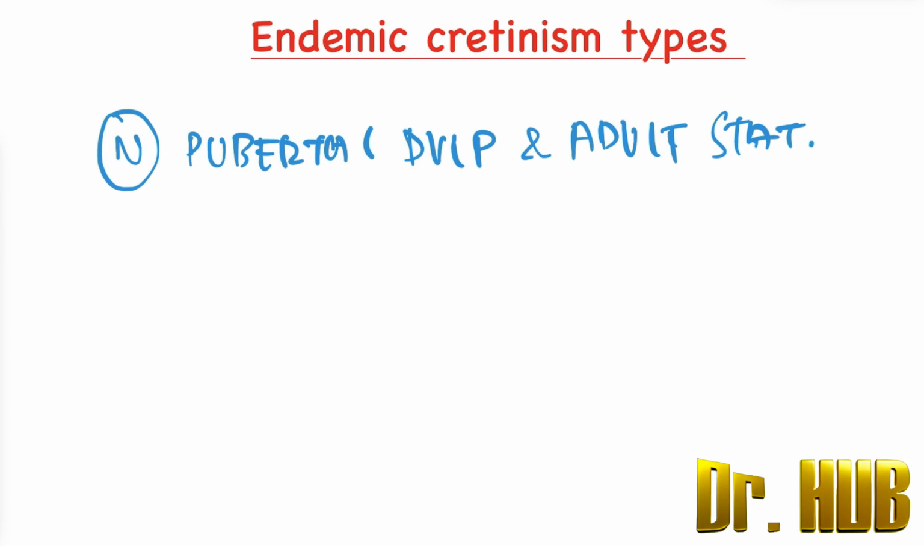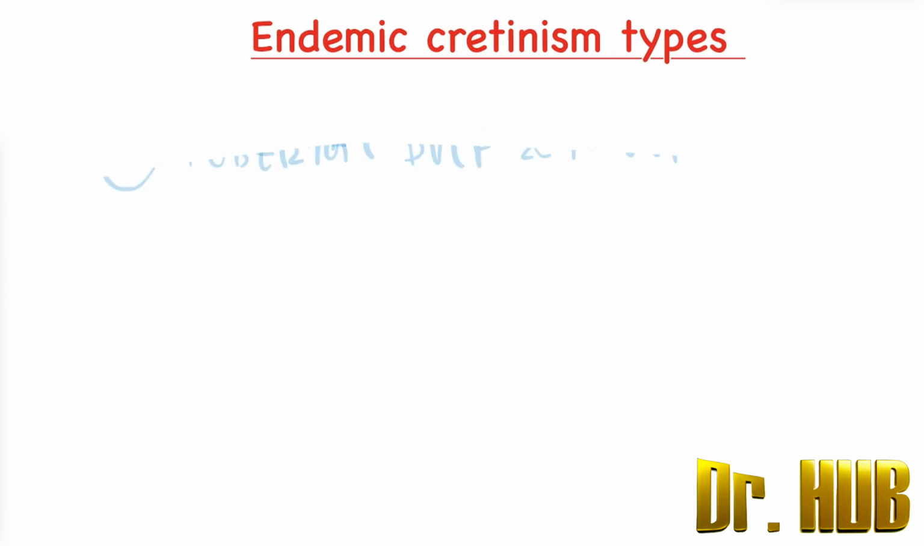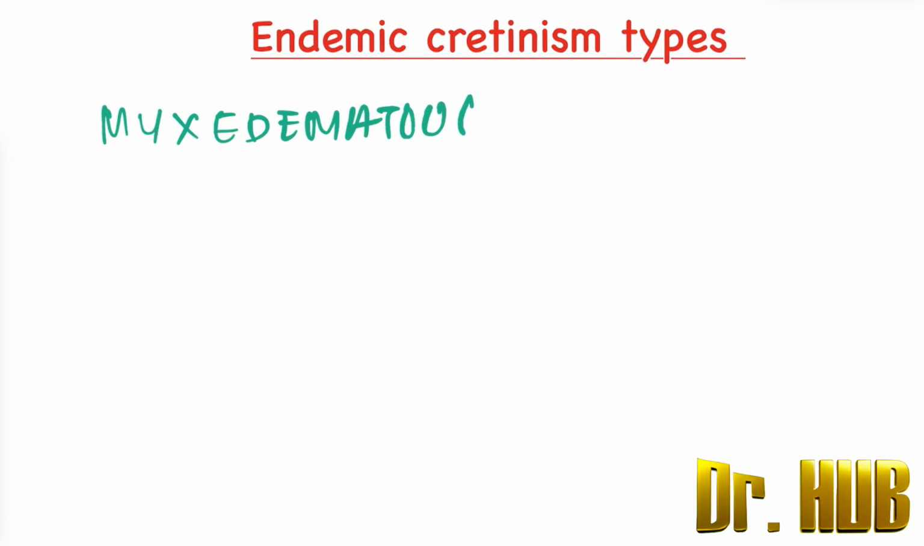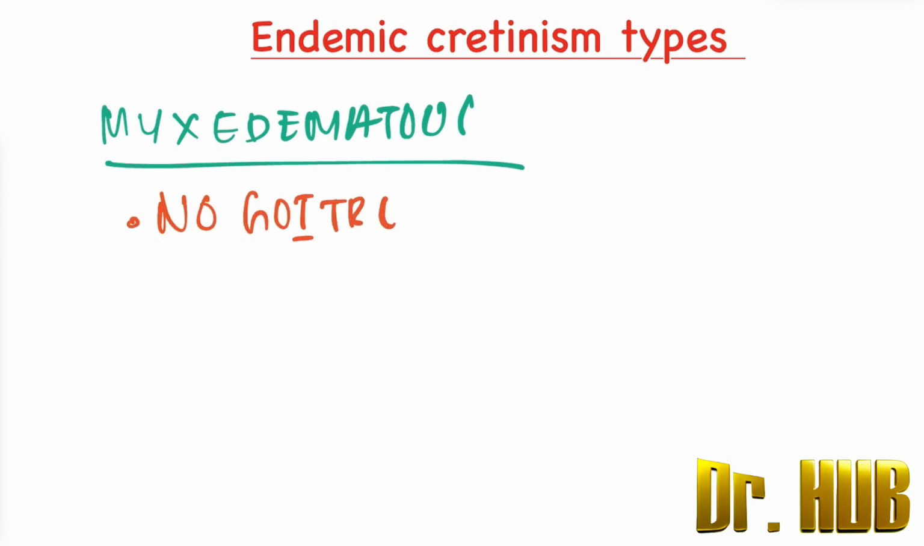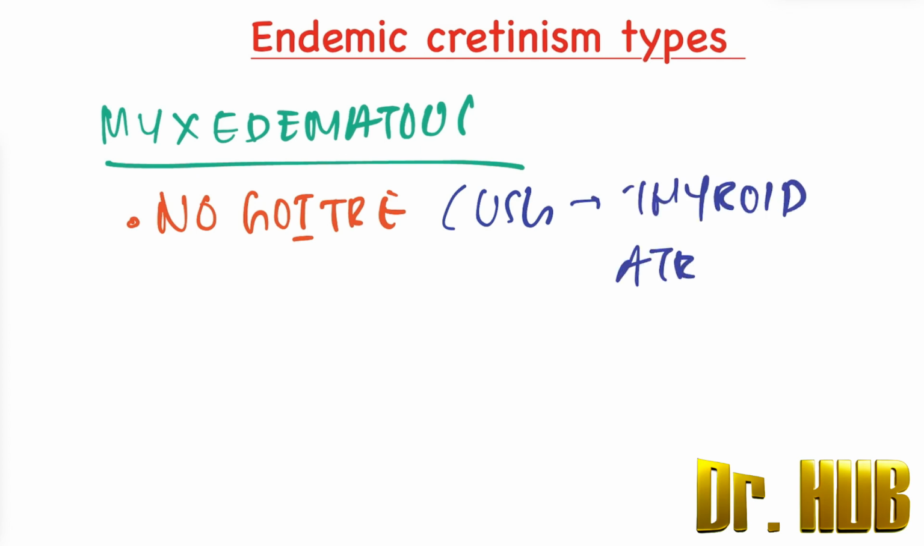Now we move on to the mixed edematous type. Under mixed edematous, previously in neurological there was goiter. Here there is no goiter. That is, the USG shows thyroid atrophy.